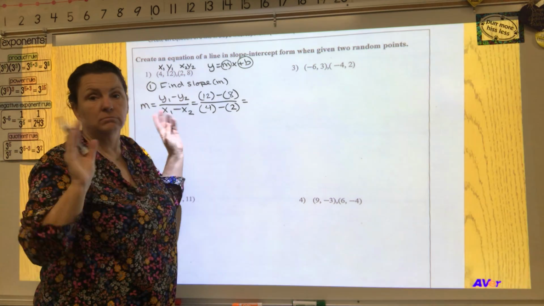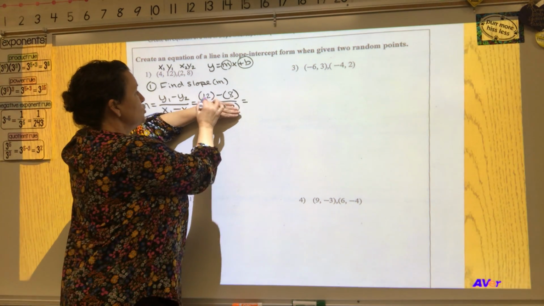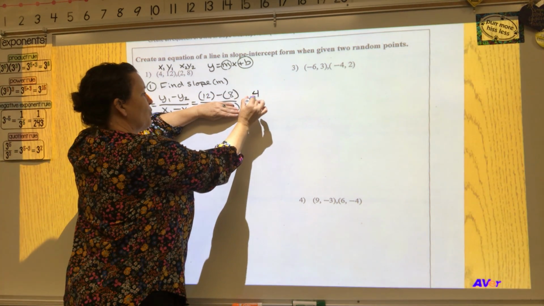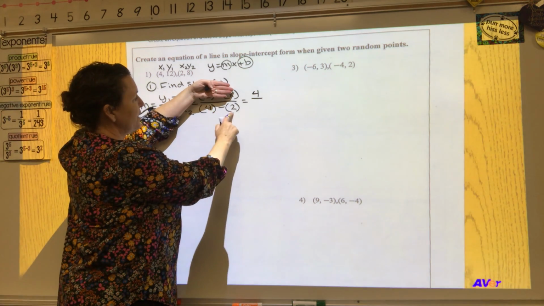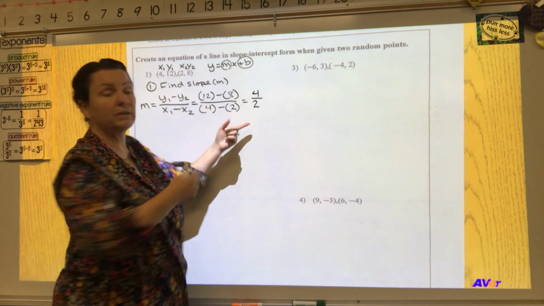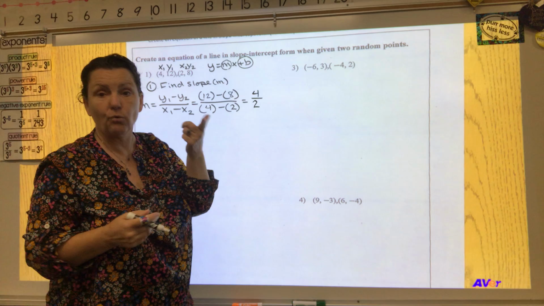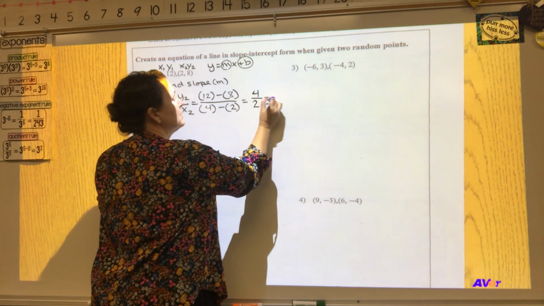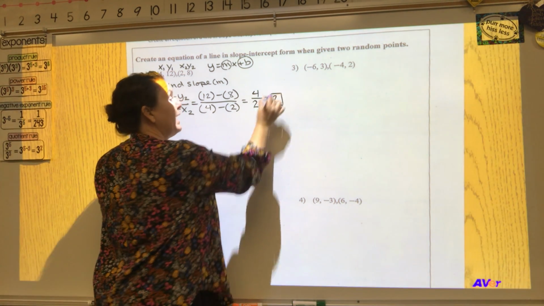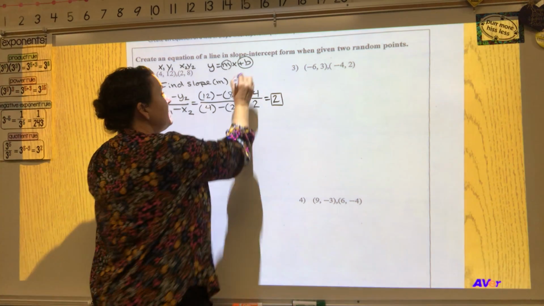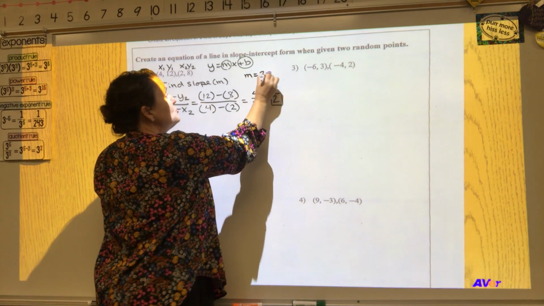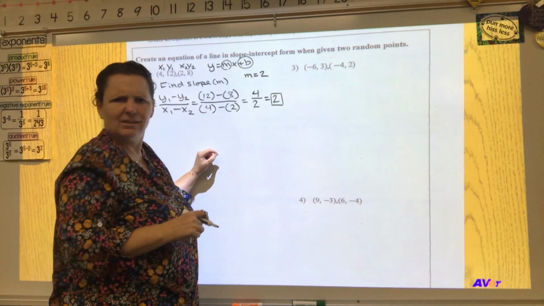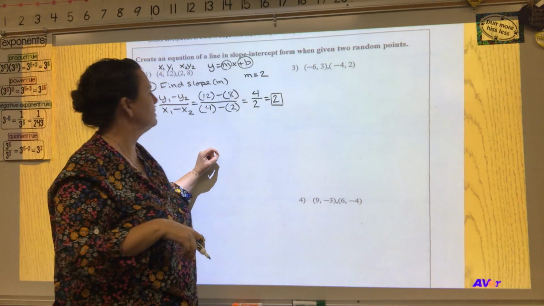And now we just do some math. 12 take away 8 on the top is 4. 4 take away 2 on the bottom is 2. Now we got a little math fact we got to tackle. 4 divided by 2 is correct, it's 2. Hey, look at us. We just found one of our ingredients. We know m is 2. Nice. Congrats to us. We're halfway done.